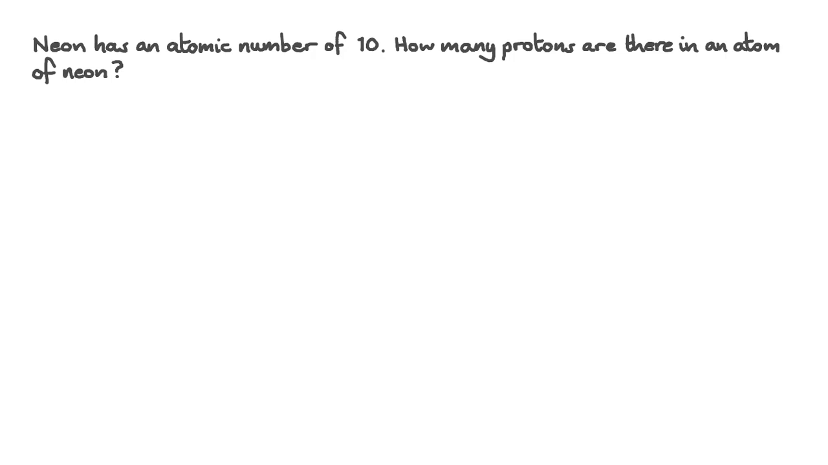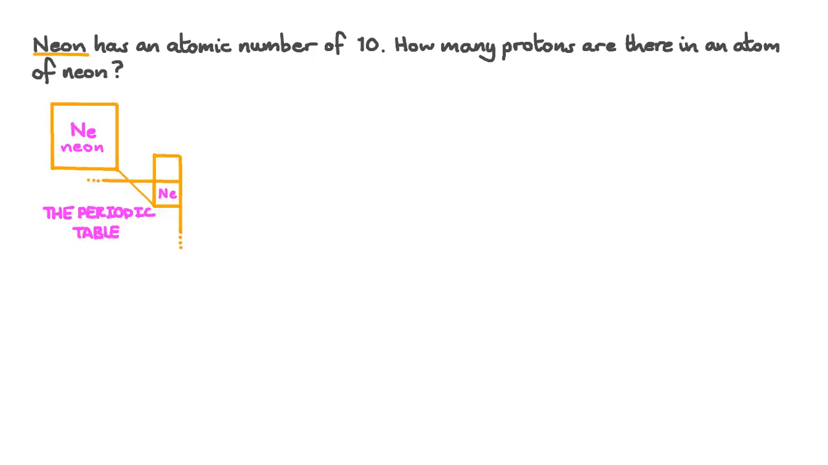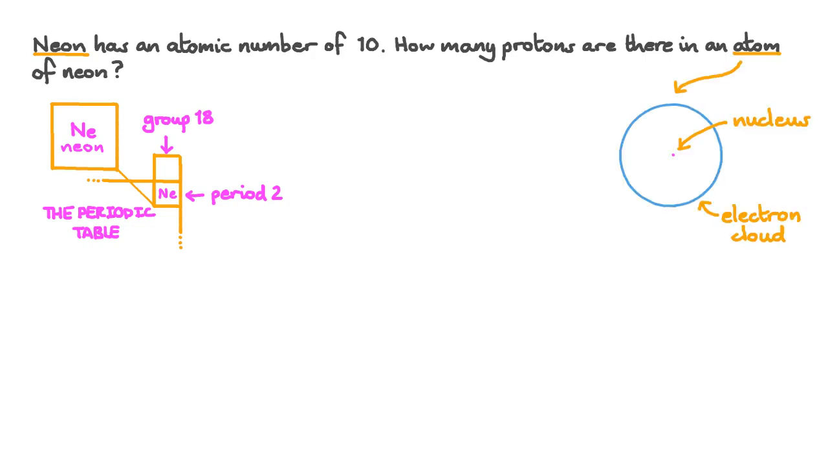Neon has an atomic number of 10. How many protons are there in an atom of neon? Neon is the name of an element to be found on the periodic table of elements. It's in group 18, otherwise known as group 8, and period 2. An atom is a nucleus surrounded by an electron cloud. Inside the nucleus, we can find protons and neutrons, so when the question asks how many protons are there in an atom of neon, we're looking inside the nucleus.